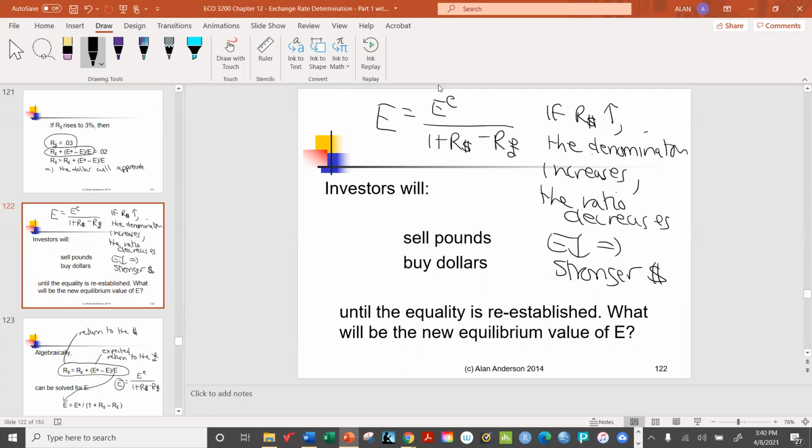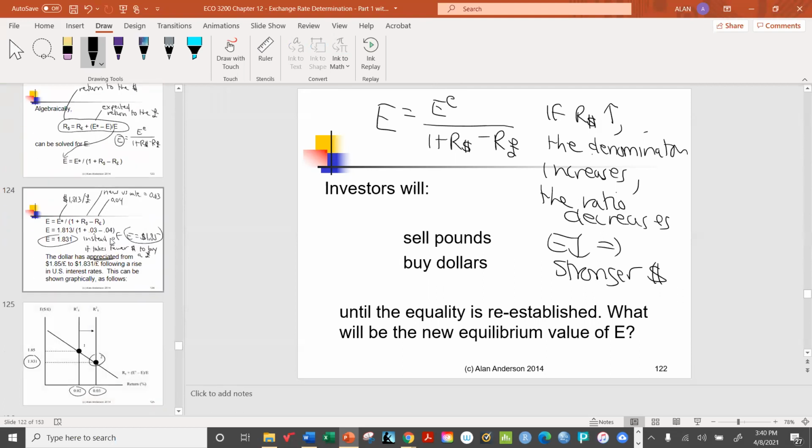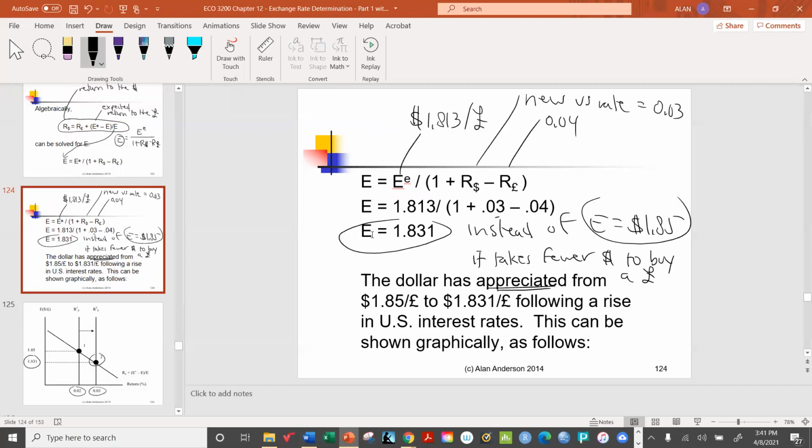But here we'd like to calculate the exact value of that new exchange rate. And we can do that because we have all the numbers that we need. If you plug them in, what will you see? You'll see a lower E, but let's find out exactly how low it gets. All right, 1.831 is the new equilibrium exchange rate instead of $1.85. So just as we predicted, the dollar has appreciated from 1.85 to 1.831 following that rise in US interest rates.